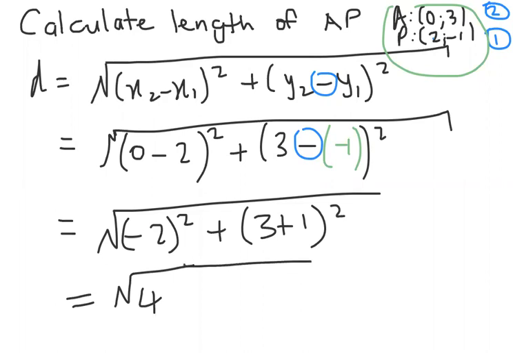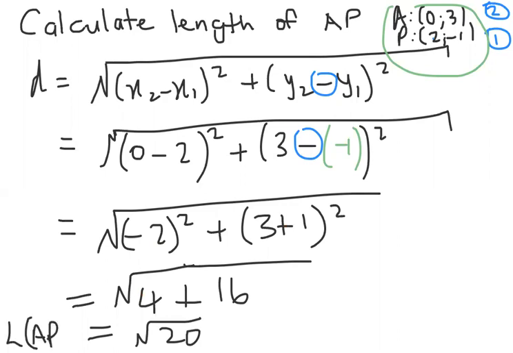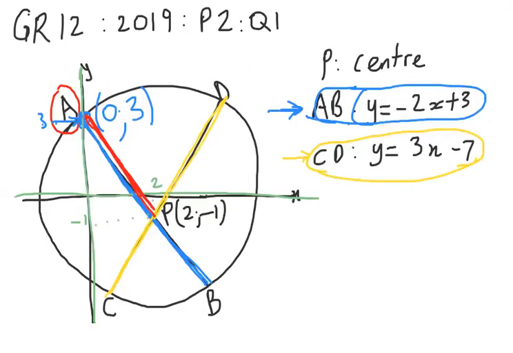This is minus 2 squared, which is 4, plus inside is 4 squared, that is 16, and all of that equals square root of 20. So square root of 20, let's call it the length of AP. So length of AP is square root of 20. So let's just go back to the sum. So this is what they wanted, length of AP. So that length is square root of 20.